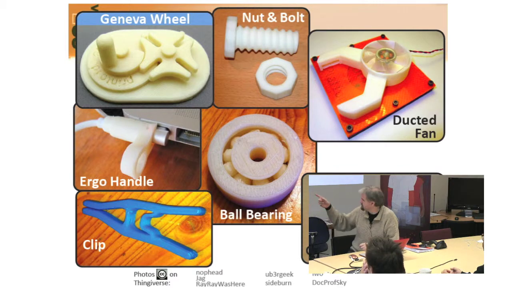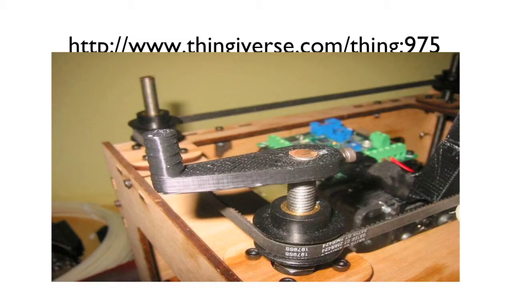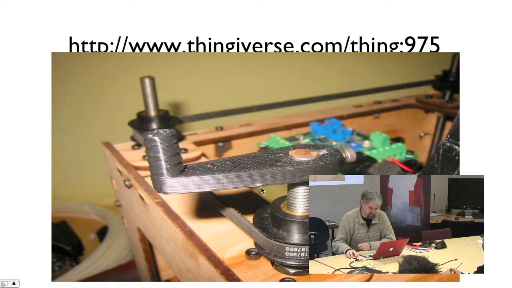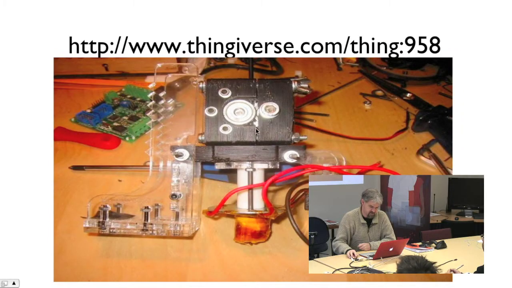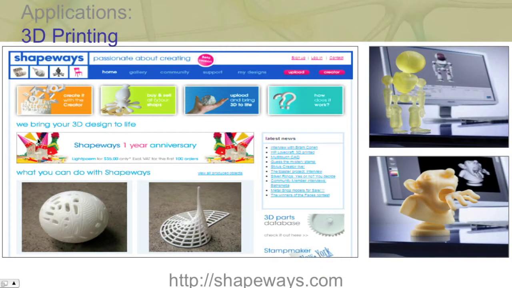So here's some other examples here. Some people make a clip, some ball bearings, a handle that clips onto the power cable for their iMac, a nut and bolt, glasses, whatever you want really. This is a guy who built an attachment for his MakerBot, and some other pieces that are on the MakerBot. And there's another company as well called Shapeways, and Shapeways is basically the same as Thingiverse. It also lets you download 3D files and then print them as well.